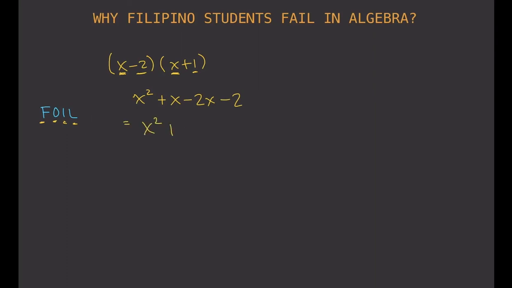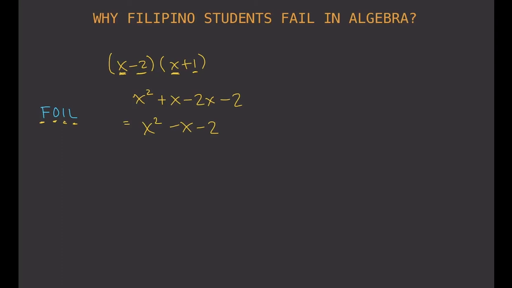This is x squared minus x minus 2. So this is how FOIL method works. And it's spooky, right? Yeah, it works. It gives you the correct answer, but it doesn't tell you why.